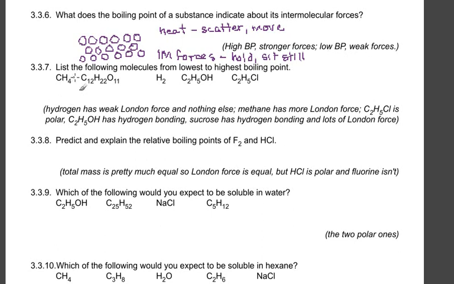For this, list these molecules from lowest to highest boiling point. These questions are usually a bit miserable. Start with what forces they have. Everything has London dispersion. This has London dispersion, that has London dispersion, that has London dispersion, and that has London dispersion. Which of these are polar? CH4 is a tetrahedron. It's symmetric, so it's not polar.